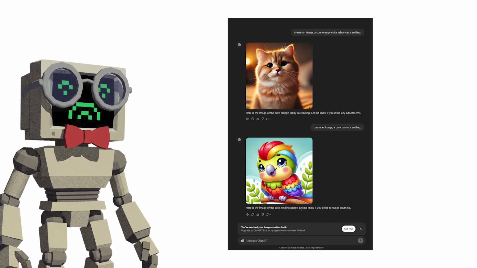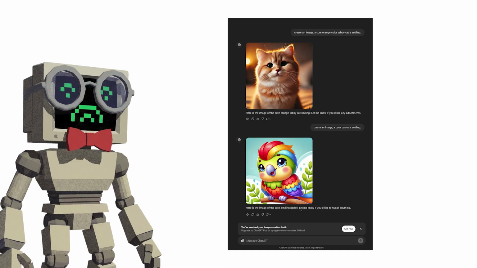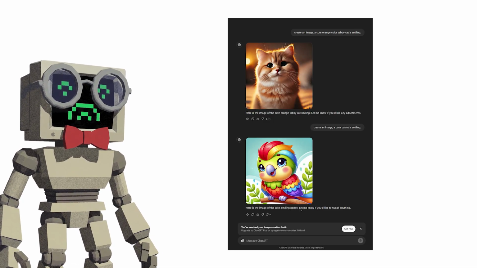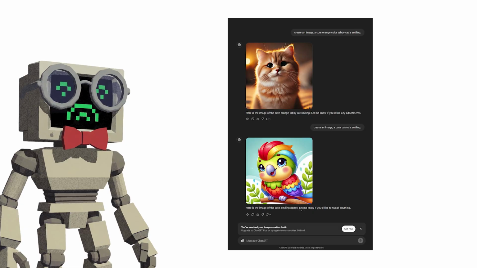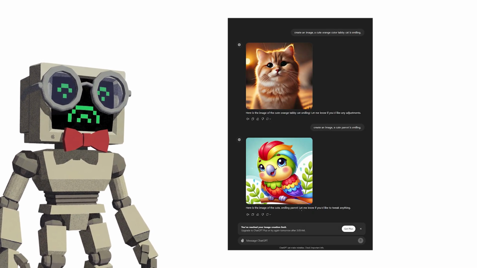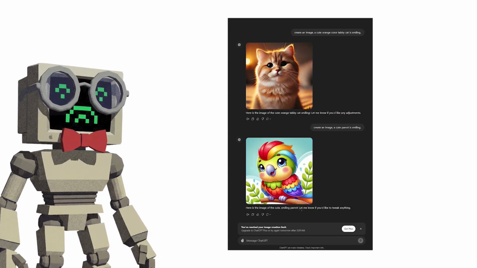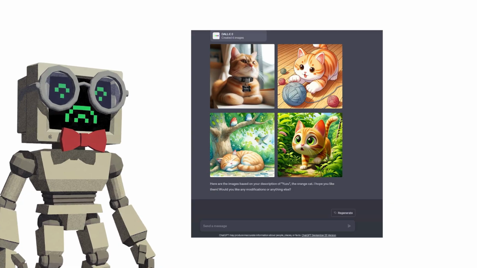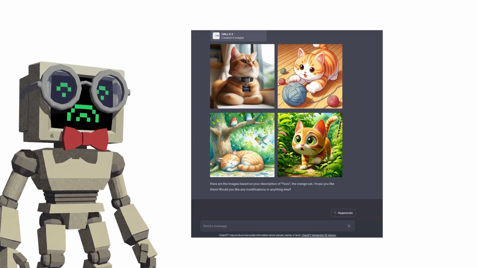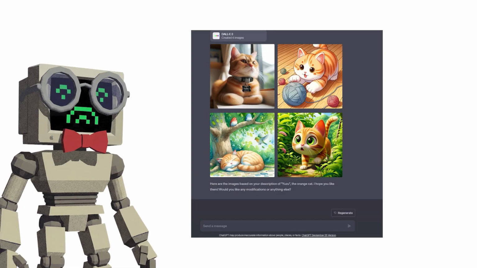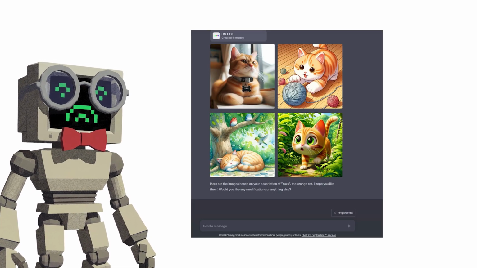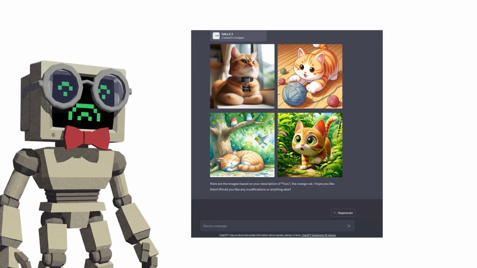DALL-E 3 generates images at multiple resolutions, including 1024 by 1024 and 1024 by 1792, using what OpenAI calls an instruction following approach, which basically means it listens to your words way more carefully than its predecessors did. You describe something specific, you get something specific. The fidelity to your actual prompt is genuinely impressive.